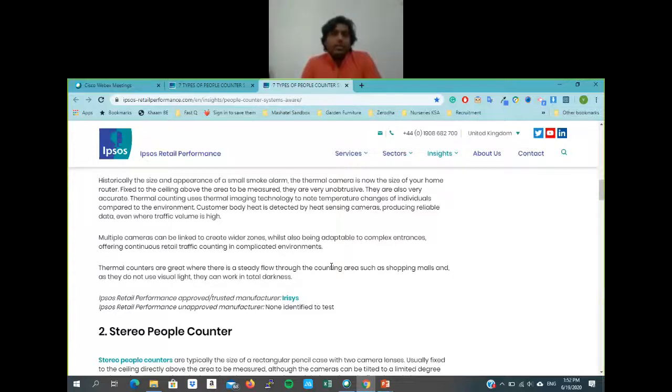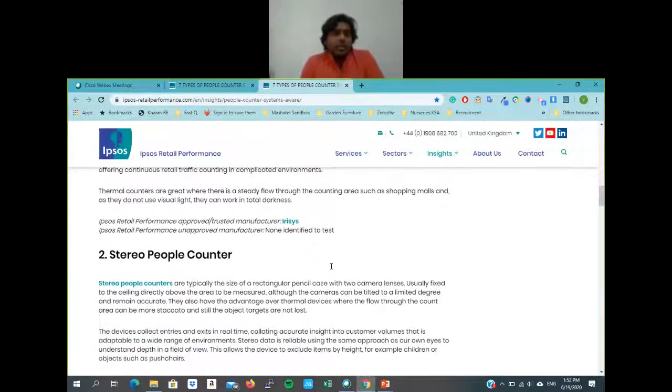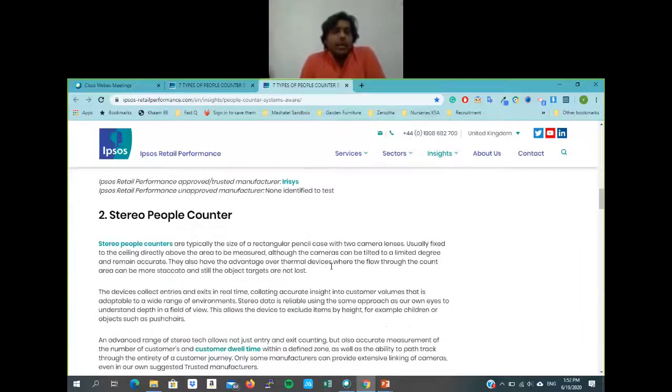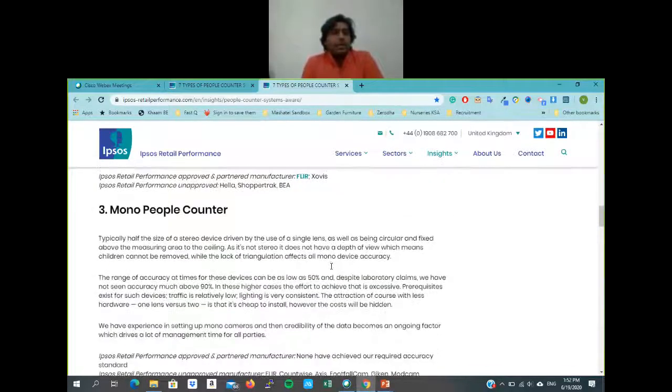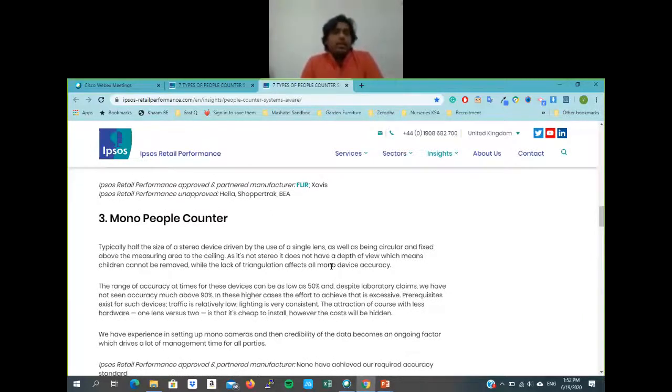all this information. Then there are stereo people counters. Again, stereo basically is more or less like dual counters where you can count people coming in and people going out. So it's a kind of a stereo counter. Then mono counter. Mono counter is more of like only one-sided count. It just counts a passing person. It doesn't take into consideration whether the person is going in or going out.